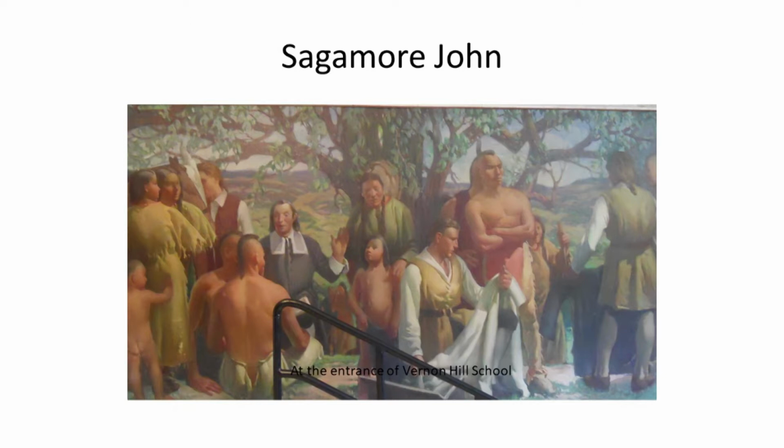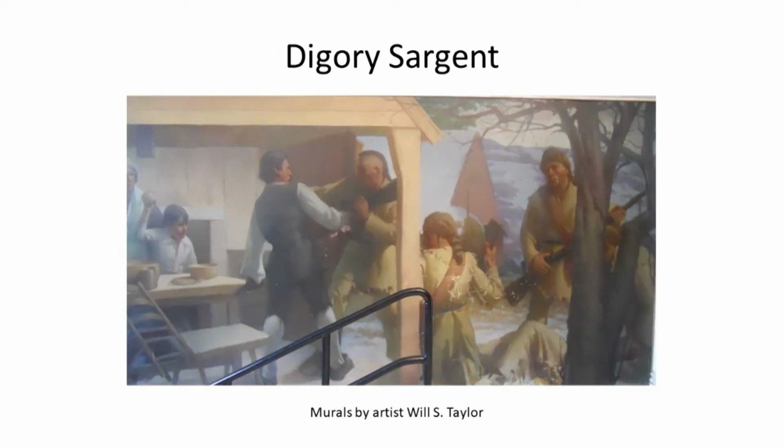And so the chief of the tribe was Sagamore John, and at first he did get along with Digory Sargent, but the tensions started to come up. And by the way, this mural that I'm showing right here is at the entrance of the Vernon Hill School on Providence Street, opposite Vernon Hill Park, and you can see it's a depiction of Digory Sargent and Sagamore John. So as I mentioned, the war came up, another one in the series of the French and Indian Wars, and this one again was called Queen Anne's War.